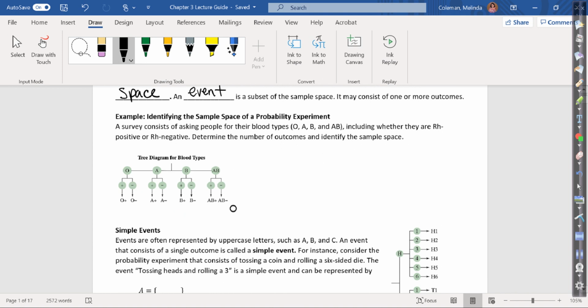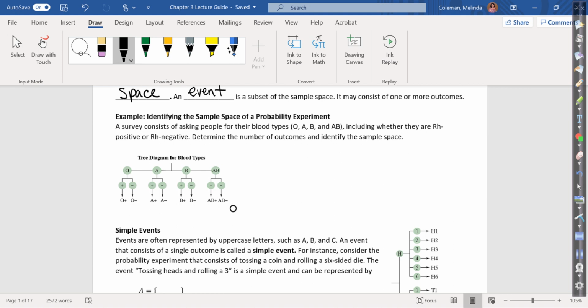So, example 1 says we want to identify the sample space. A survey consists of asking people for their blood types, A, B, AB, and O. Those are the 4 blood types, including whether they are Rh negative or Rh positive. So that's the 2 options that we have for all the options we have for blood type. So determine the number of outcomes and identify the sample space.